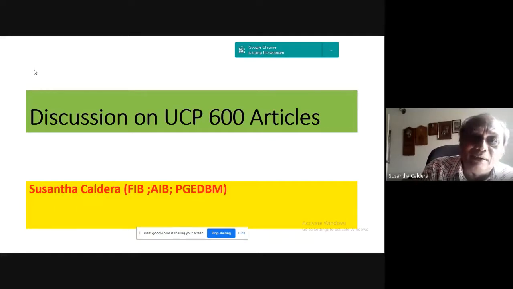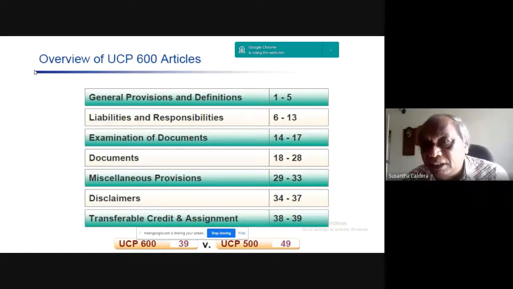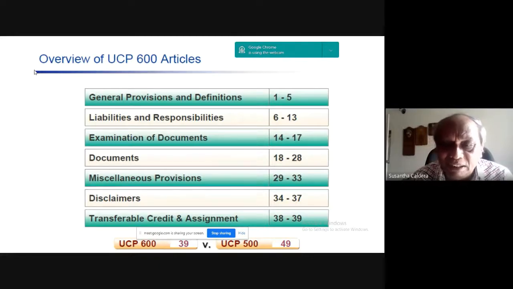When it comes to UCP 600 also, if you have an overview of UCP 600 articles: general provisions and definitions, 1 to 5; liabilities and responsibilities, 6 to 13. Then under liabilities and responsibilities, the liabilities of the issuing bank, the confirming bank, the advising bank, amendments, all those things come.